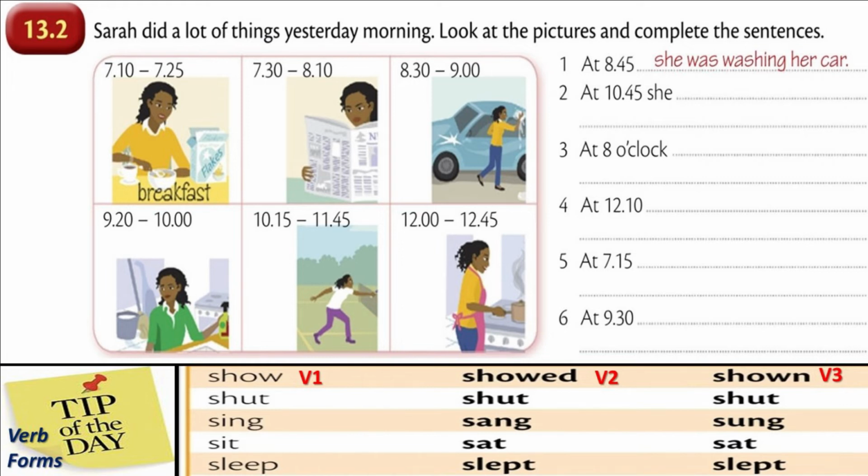Now, we are going to revise first form, second form and third form of some irregular verbs. For example, show, showed, shown, shut, shut, shut, sing, sang, sung, sit, sat, sat, sleep, slept, slept.